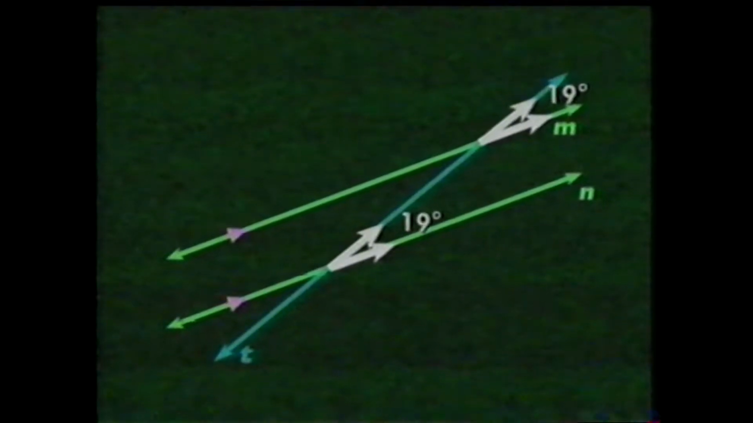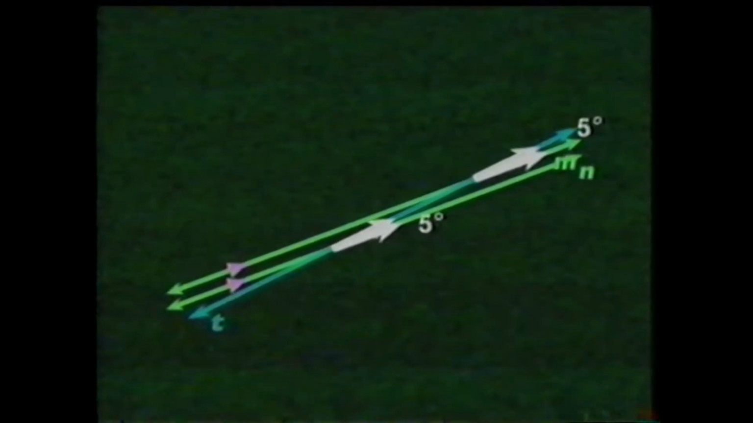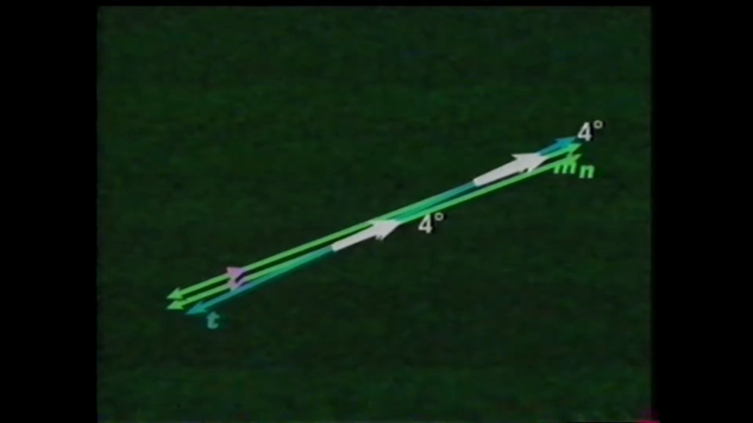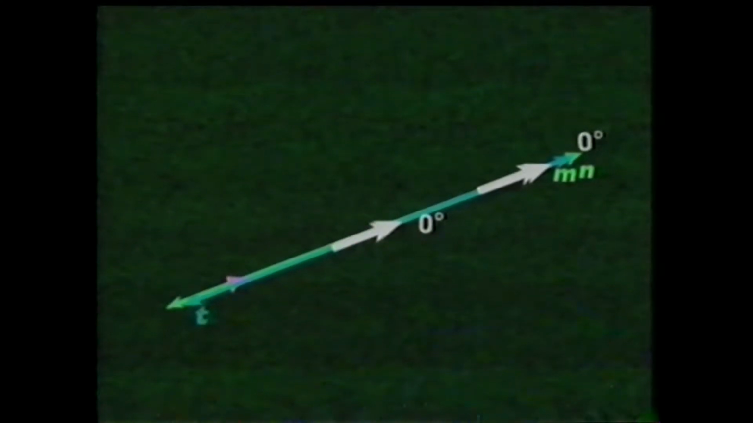These corresponding angles can become very small. Here, each of the angles is 5 degrees. What do you think will happen as the angles get closer and closer to 0 degrees? The angles can get closer and closer to 0 degrees until the three lines finally collapse into one line.